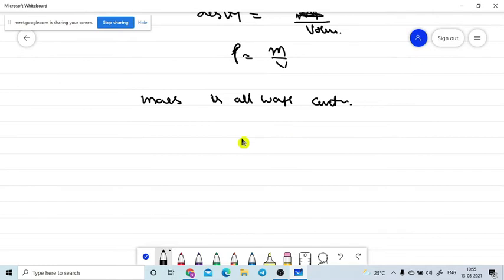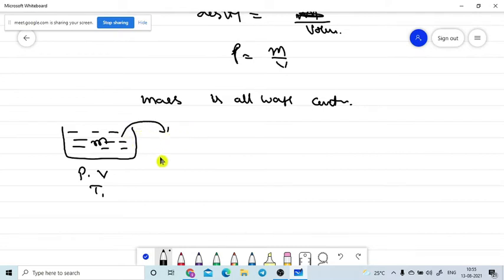Mass will always be constant throughout the experiment if we do not add mass to the system or remove mass from the system. Let's assume I kept 1 kilogram of mass here and I am performing the experiment on it. Mass won't change. It will change the pressure, the volume, the temperature. But if you do not remove mass from the system or add mass to the system, then only this mass will be constant. Are you getting or not?